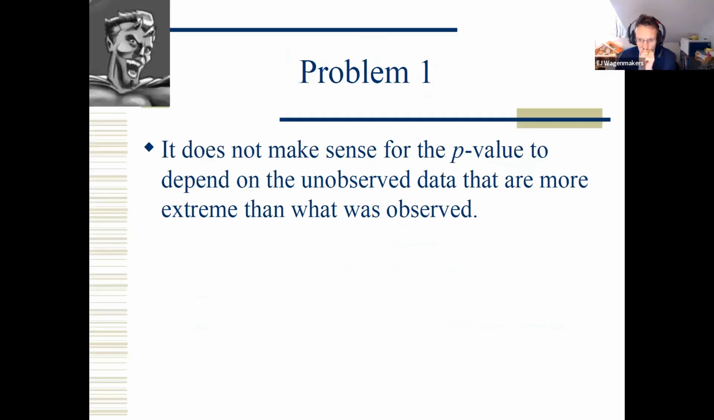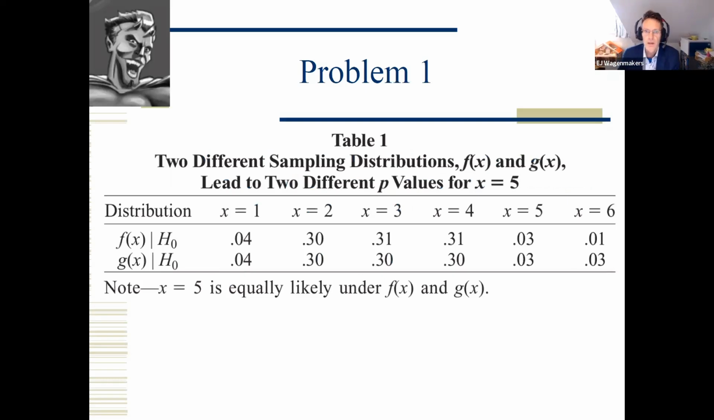So problem one: the p-value depends on unobserved data, more extreme than what was observed, right? If you keep in mind that sampling distribution, you had the value for the data you actually observed, but the p-value is the integral, the area under the curve larger than what you have observed. So why is that problematic? Well, here's an example. Here are two distributions under the null hypothesis, one called f of x and the other g. Now, these are the possible outcomes. X can equal 1, 2, 3, 4, 5, or 6. Now, let's assume we observe the value x equals 5.